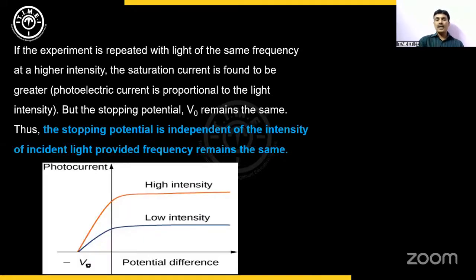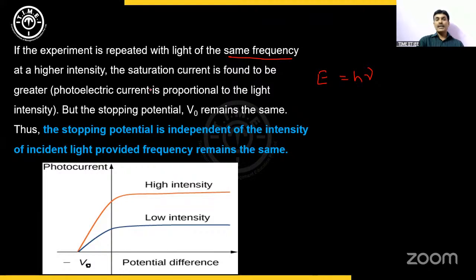Now, what happens if you use radiation with different intensities, low intensity and high intensity radiation, keeping the frequency fixed? Same frequency. If the experiment is repeated with light of the same frequency, the energy carried by each photon remains the same, as E is equal to h nu. When nu is fixed, E is fixed. Incoming energy is fixed, but intensity is varied. Intensity means the number of photons is varied, but not the energy of each photon.